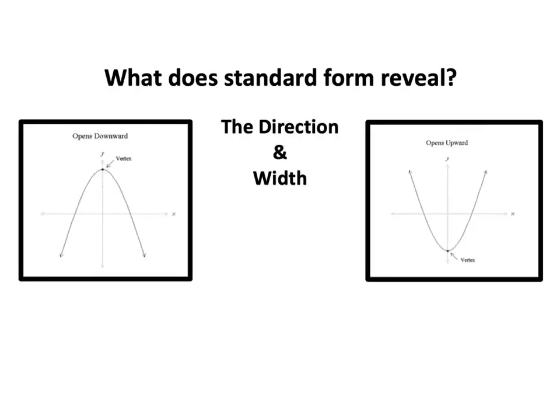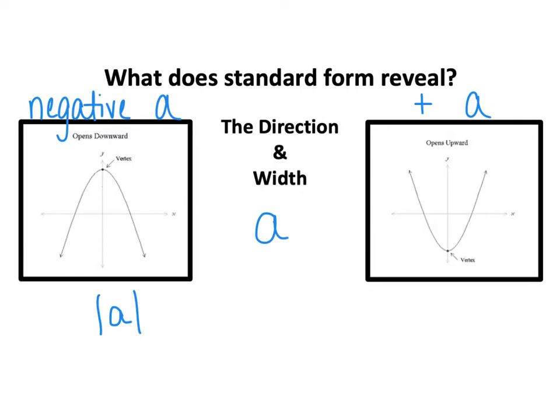Okay, so what does standard form show us? Well, that first value, a, controls whether the graph opens up or down. Okay, so a tells us a lot. In this scenario, if there is a negative a, the graph will open downward. And over here, we would have a positive a value for it to open upward.